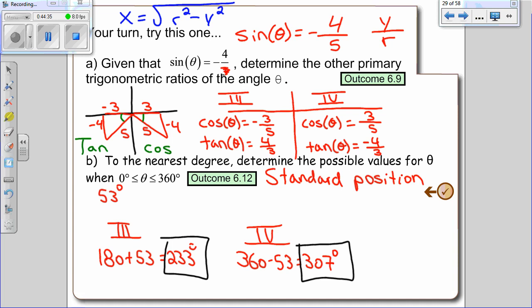For the quadrant 3 triangle, standard position means you would have gone 180 plus 53 to get 233. And for the quadrant 4 triangle, you would have gone 360 minus 53 to get you 307 degrees. All right. Any questions?